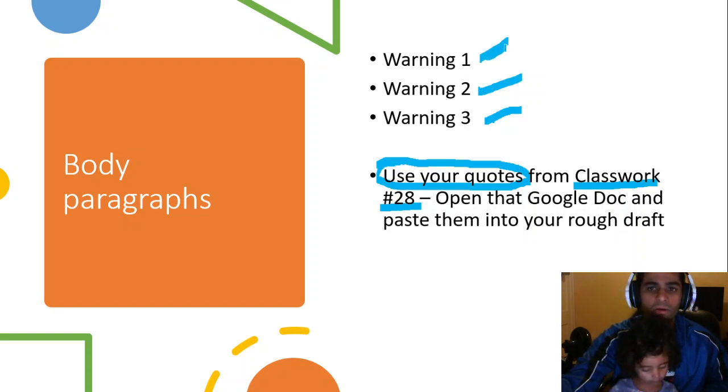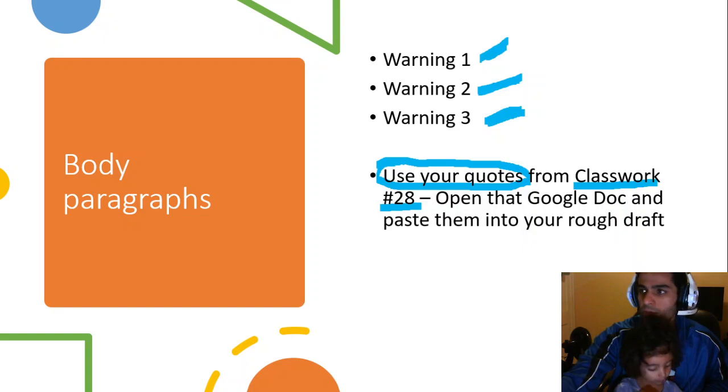One might be about coronavirus, one might be about American racism, one might be about climate change. Just some examples. Again, those are some popular topics based on what students worked on yesterday, so your topics might be the same, they might be different. When you open your Google Doc for Classwork 28, you're going to paste those quotes right into each of your body paragraphs. So it should feel good because you did a lot of the hard work already in Classwork 28. You're just pasting in those quotes now.